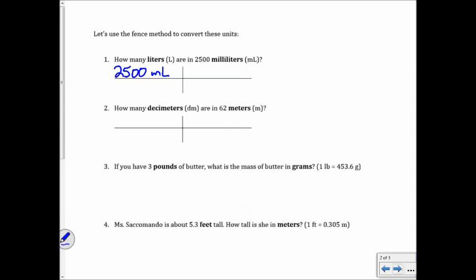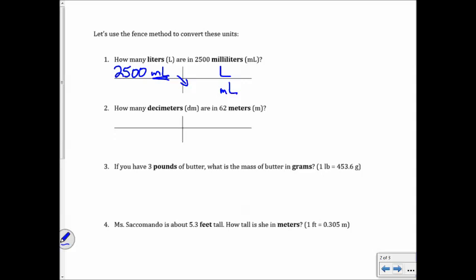Now, when we say take the unit that's upstairs and put it downstairs, that's the diagonal down part. You're going to take this milliliter and you're going to put it down here. You're not going to move the number though. You're only going to move the unit. Okay? The unit that we want, which happens to be what? Liters. That's the one we're going to put up top, right here. Okay? So this is the basic setup.